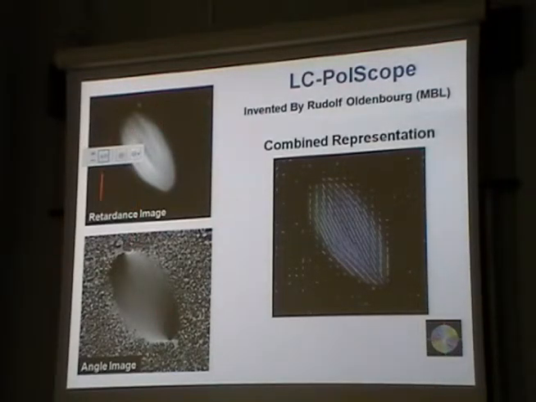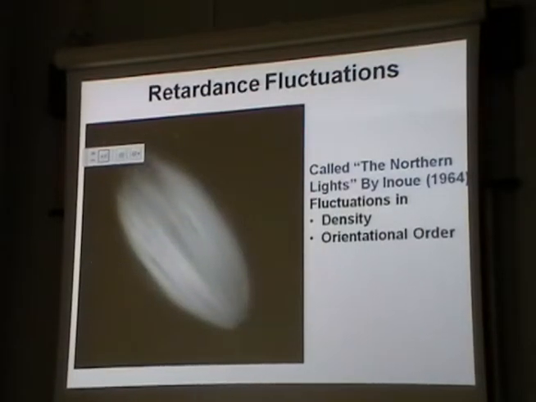Okay, so this is one snapshot, but then you can take movies. This is a 5-minute movie of a spindle on a loop, and this is one of these retardance movies, right? What you can see here is this shimmering. This shimmering was first observed by Shinya Inoué, who called it the Northern Lights, because it reminded him of the shimmering aurora. So the basic idea is that we're going to analyze this type of shimmering and see what we can learn from it.